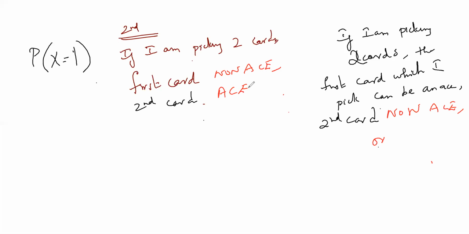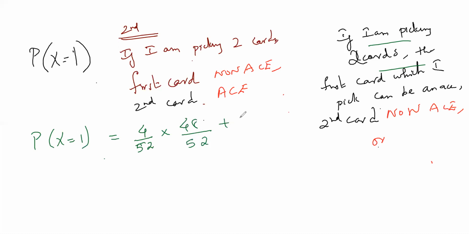So if P of X is equal to 1, then first card, this is a case 1. First card is an ace. So ace is what? 4 out of 52, correct? Into non-ace. Non-ace is 48 out of 52. Plus first card can be a non-ace. Non-ace is what? 48 by 52. Second card is what? An ace. 4 by 52. This is another scenario for the same. So if I am simplifying this, I'll get 24 by 169.